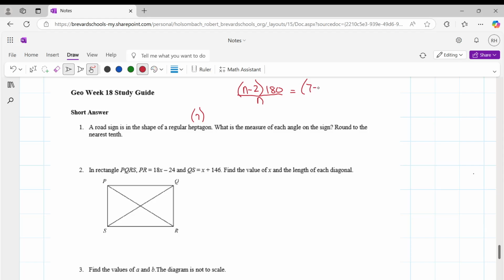So 7 minus 2 times 180 divided by 7. So 5 times 180 and divided by 7, 128.6. And that's degrees. So each interior angle in this heptagon, rounded to the nearest tenth, is 128.6 degrees.